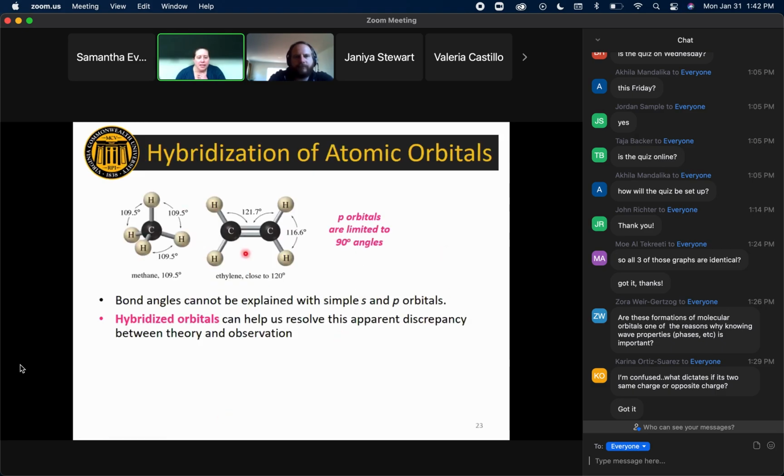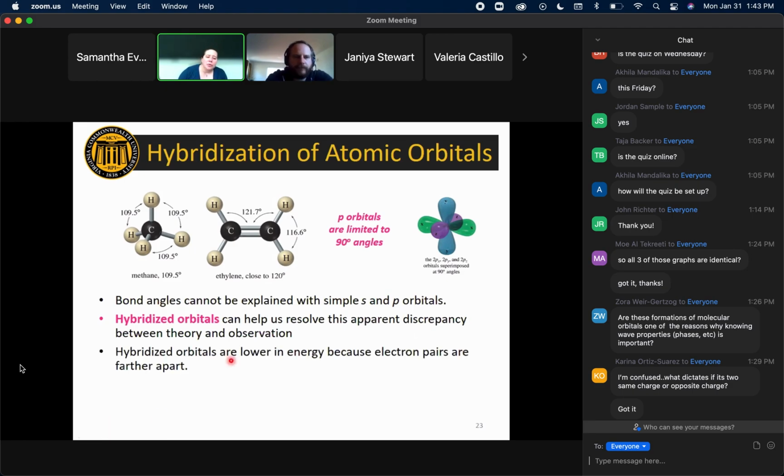So this is, again, the same picture that I just showed you guys, and a reminder that p orbitals can only be 90 degrees from each other. In order to resolve this issue that our simple s and p orbitals cannot be used to make molecular orbitals that can go in different directions than the 90 degrees that p orbitals go in, we are going to make hybridized orbitals or hybrid orbitals. And notice really big at the top here, hybridization of atomic orbitals. So we're only going to be talking about atomic orbitals for a little while. So take a step back from molecular orbitals.